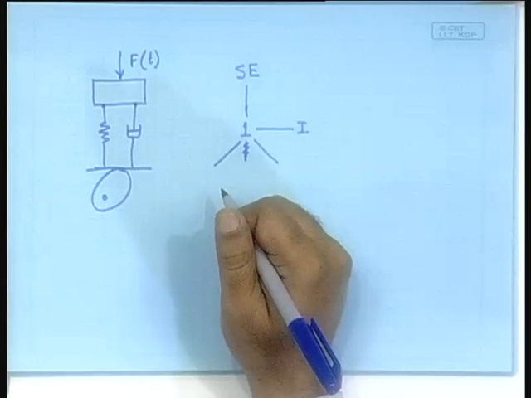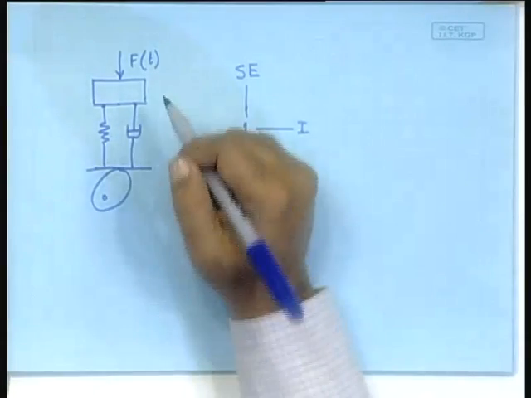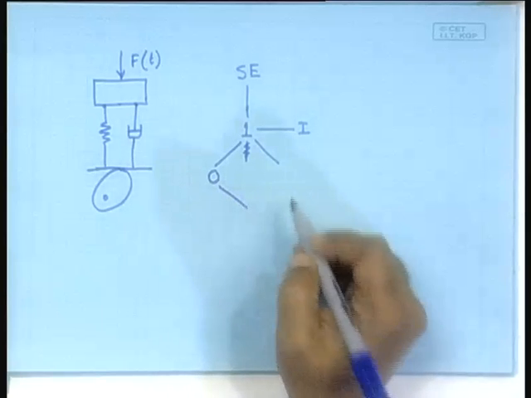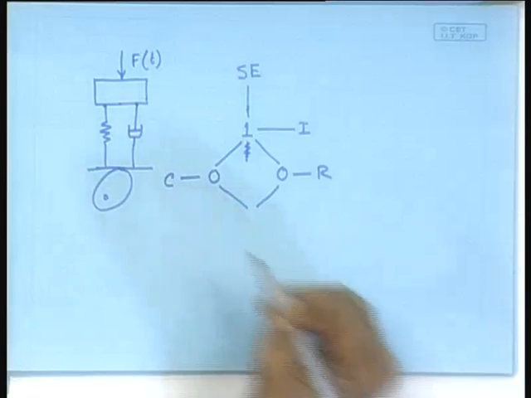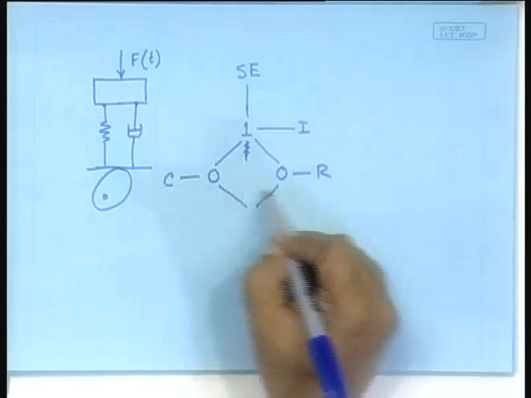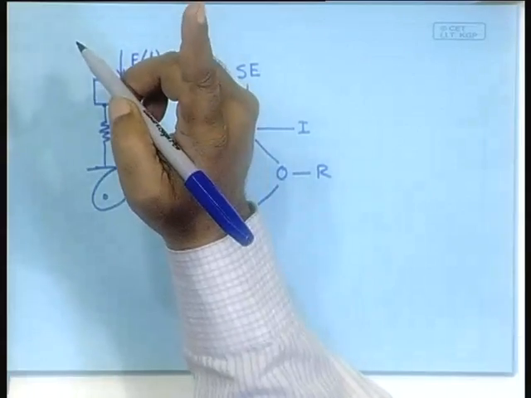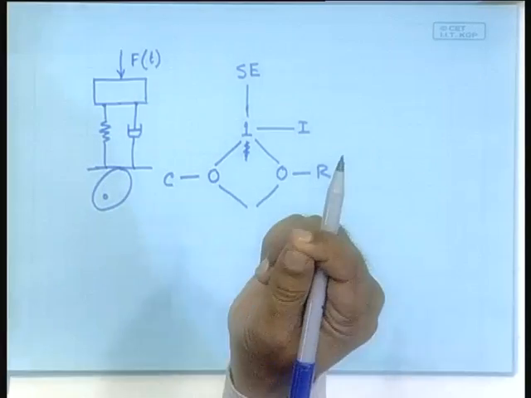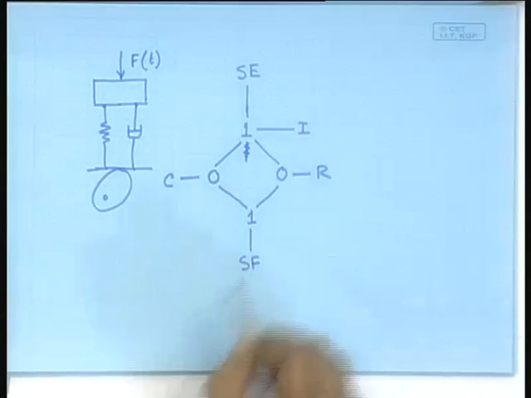Okay. But then what is shared between this end and that end? Same effort. So, we will say that here is a 0 junction connected to the R element and the C element. This side and that side share the same effort, but ultimately this point and the cam have to move together. They share the same flow. So, it is a 1 junction with the SF.